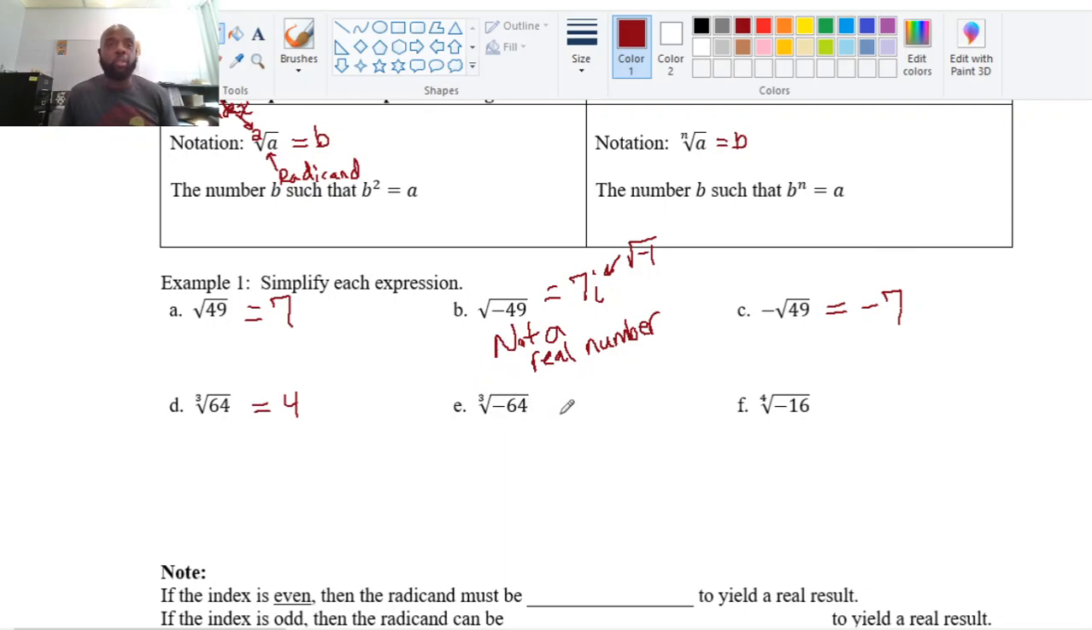And in fact, if I multiply negative 4 three times, I'm going to get negative 64. So my cube root of negative 64 is negative 4.